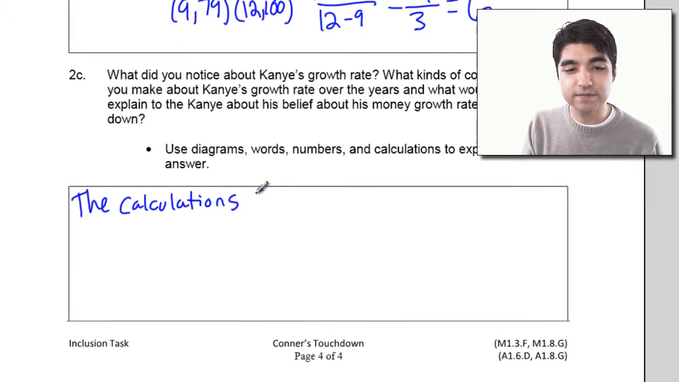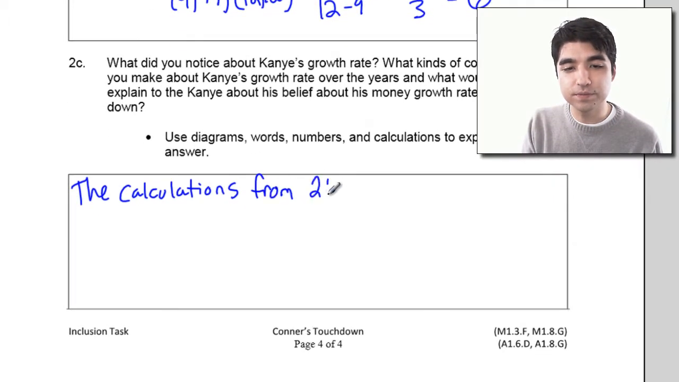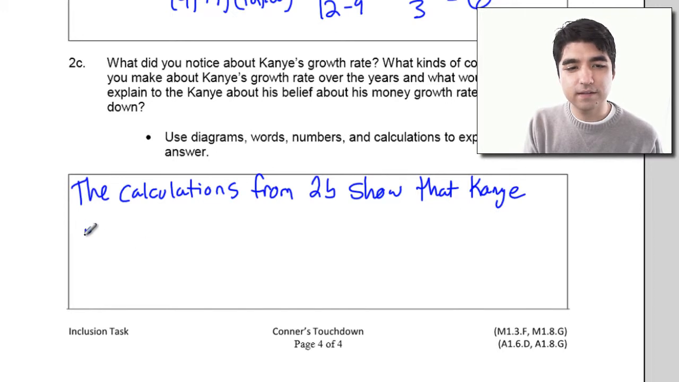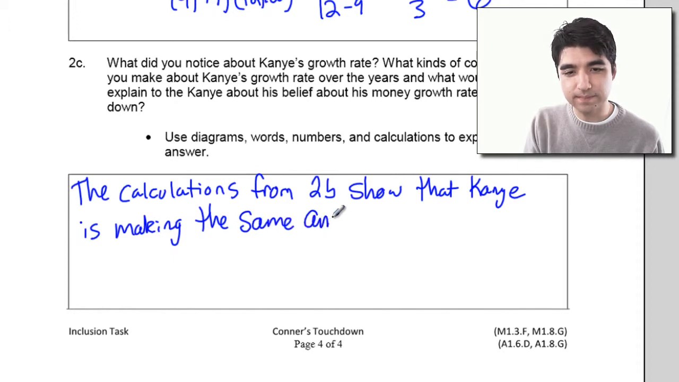The calculations from 2B show that Kanye is making the same amount each year.